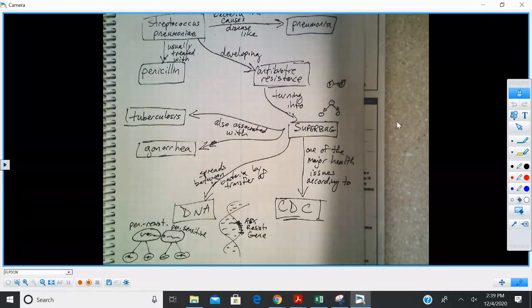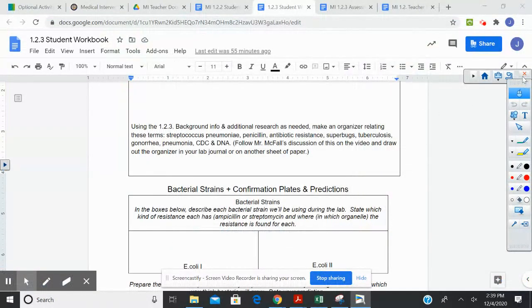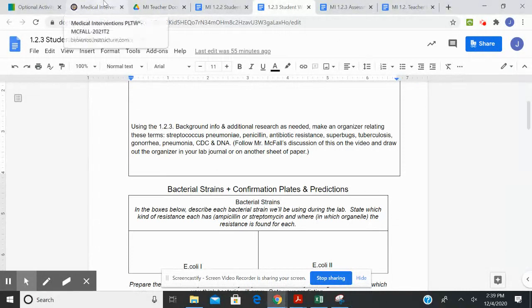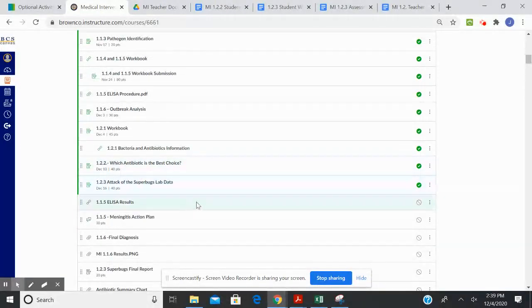So to sum that up, here are things that you need to turn in. Which antibiotic is the best choice? That's what you're working on outside of class. You should have everything else turned in up to this point, prior to this week. And then we'll be working on this lab and the Attack of the Superbugs lab in class this week. You'll have some research and some things to do later in the week. I'll probably throw in one more activity, the 1-2-4 activity, which shows how giving too much of an antibiotic can cause problems over time.